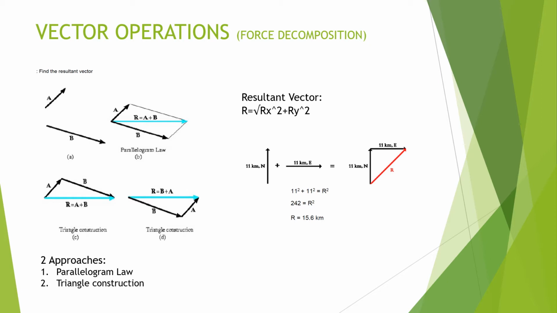So first off, both of the vectors have the same quantity, 11 kilometers. One of them goes to the north and the second goes to the east. So naturally, the resultant vector's direction is northeast.